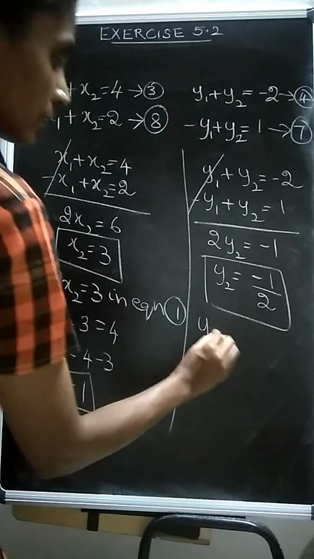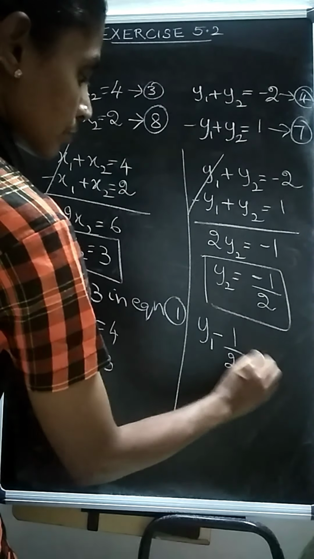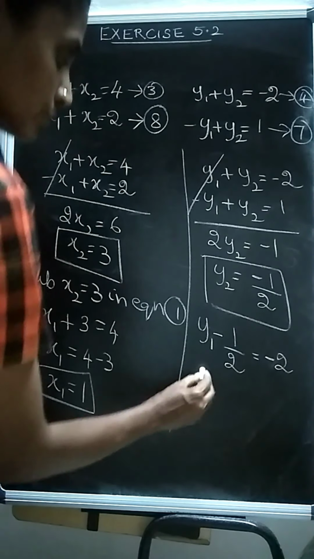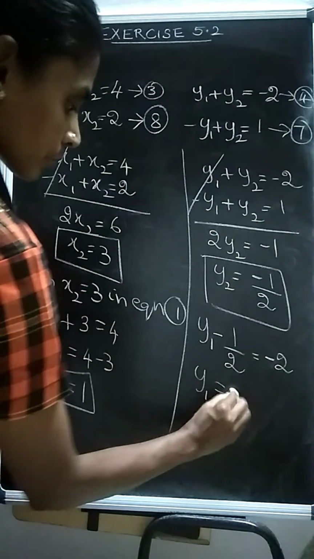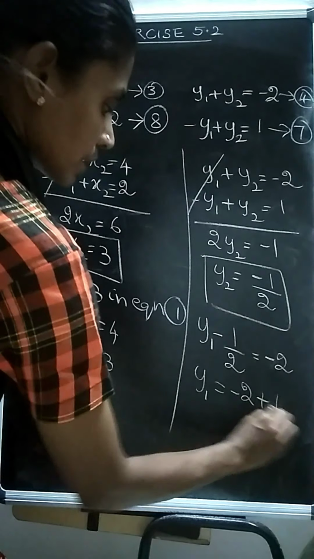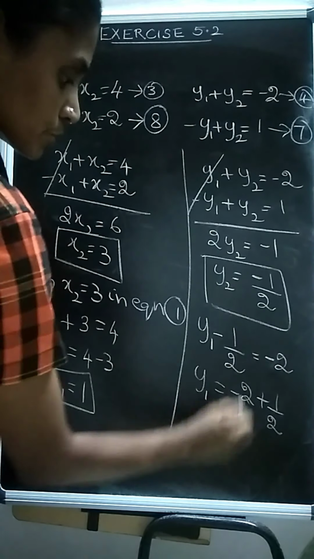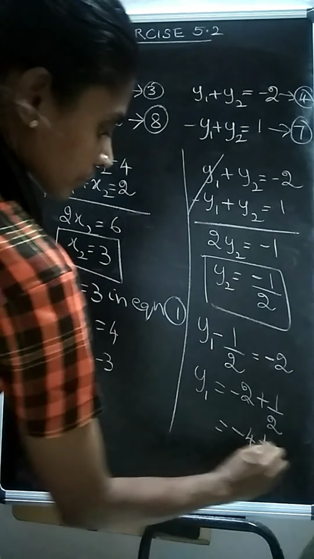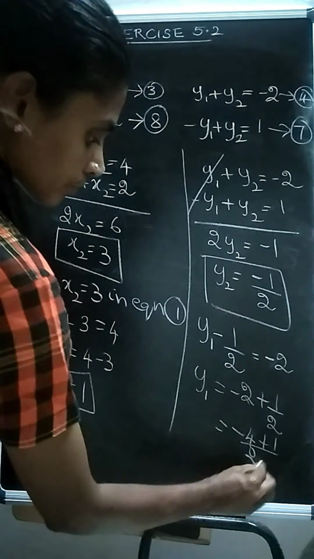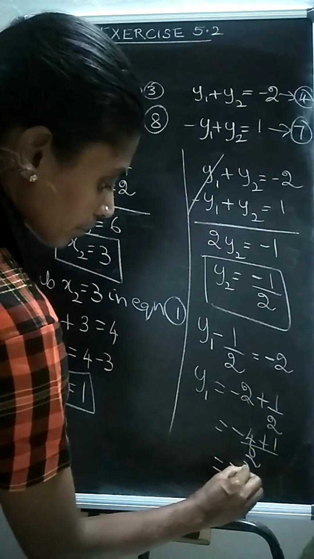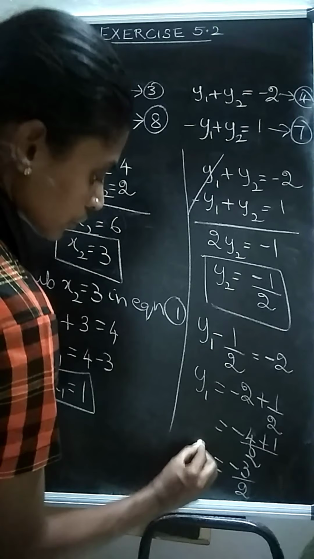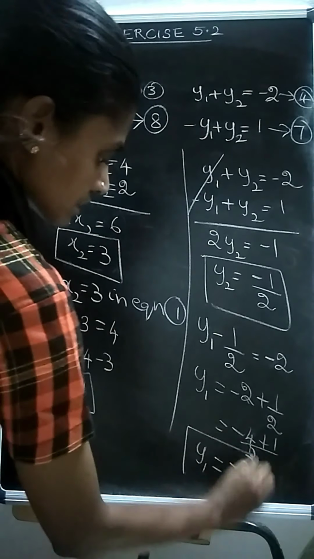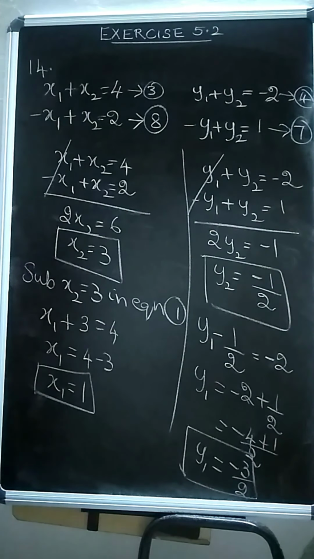So y1 minus 1 by 2 is equal to minus 2 plus 1 by 2. So 2 2s are 4. Taking LCM here, you will get minus 3 by 2. y1 is equal to minus 3 by 2.